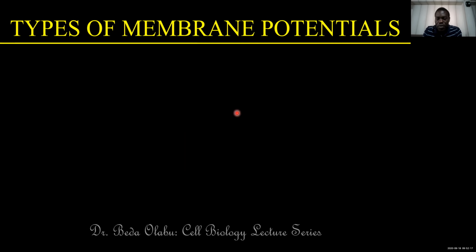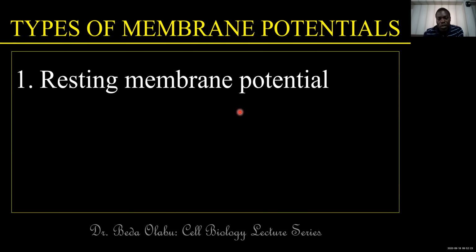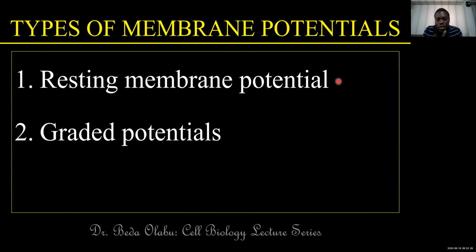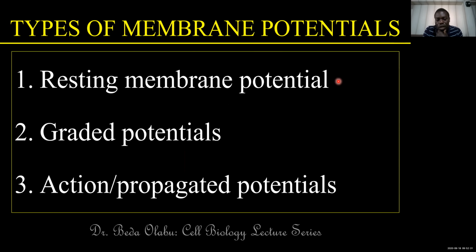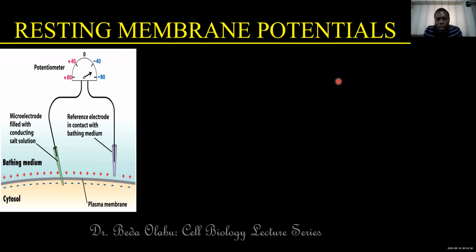There are three types of cell membrane potentials. We have what we call the resting membrane potential. We have what we call the graded potentials. And we have what we call action potentials. Action potentials are also known as propagated potentials. So I want us to look at these three types of membrane potentials in the order in which I've listed them. That means we can begin with resting membrane potential.